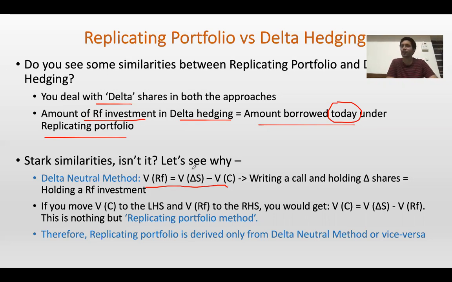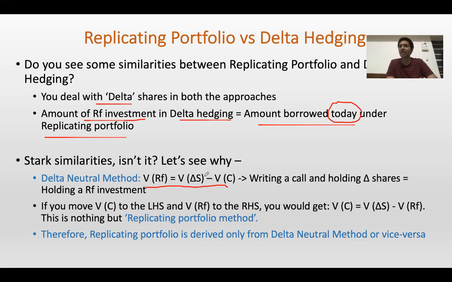If we move value of call to the LHS and value of risk-free portfolio to the RHS, you would get value of call is equal to value of delta shares minus value of the risk-free portfolio, right? This minus value of risk-free portfolio denotes borrowing that you have to make today. In the above equation, it was on the LHS side having a positive signage, where that positive actually denoted risk-free investment, right? Over here, the negative signage denotes borrowing. Borrowing meaning a cash inflow today.